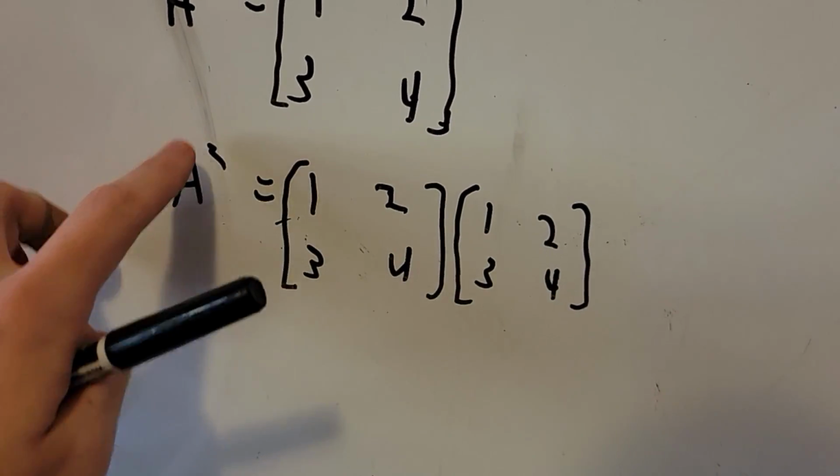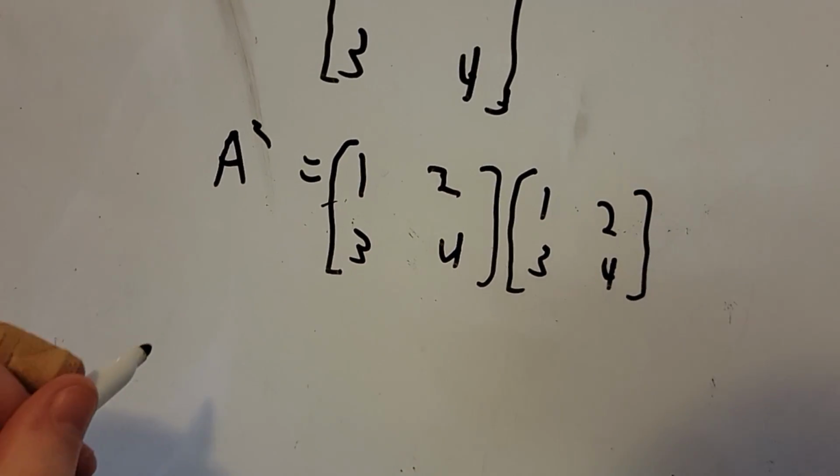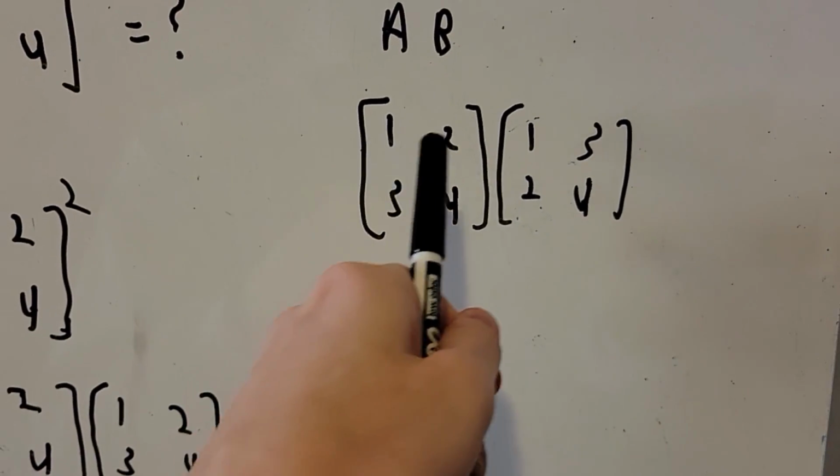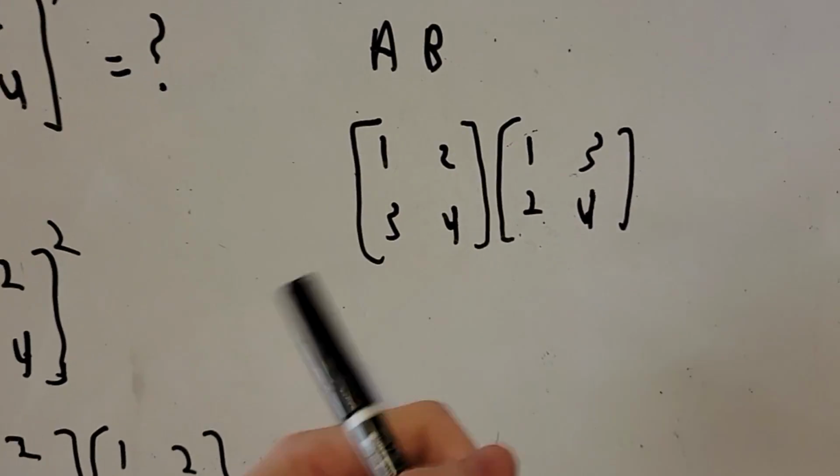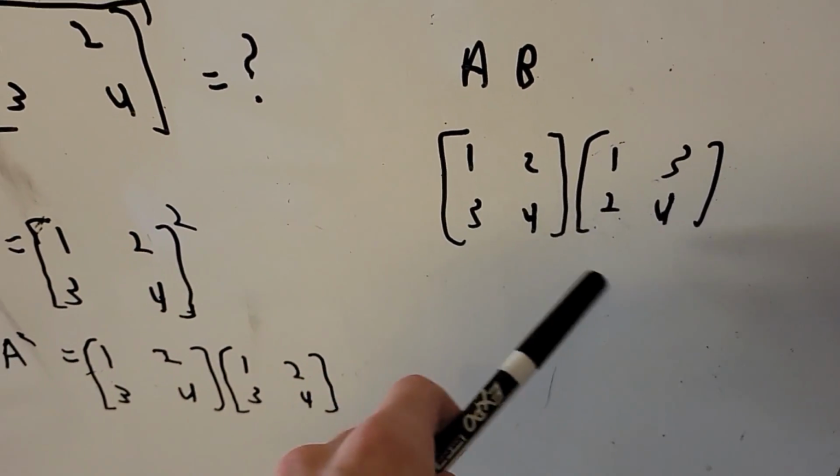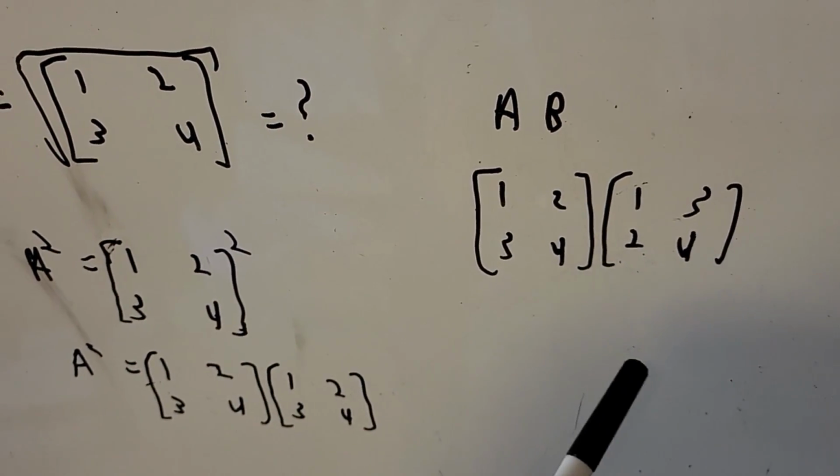But what if we weren't doing A squared, we were doing A times B, where B is [1, 3; 2, 4]? How do we calculate this? Thankfully, I am in a linear algebra class right now, so I can do A times B. I know how to do that multiplication. But what does it mean? What does it mean to multiply A by B?